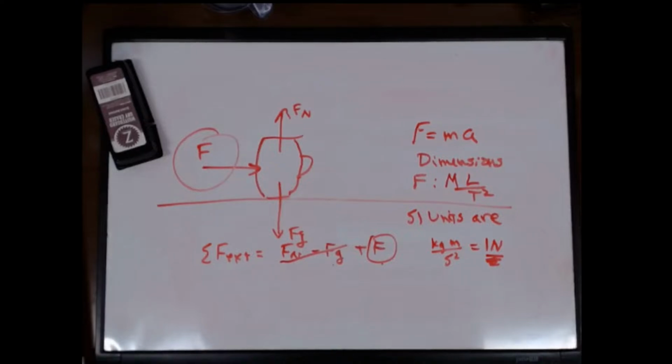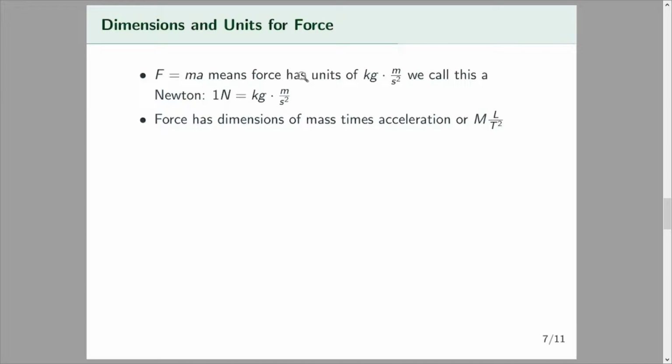Okay, let's see. So, dimensions and units for force. F equals ma means force has units of kilogram meters per second squared. This is called a Newton. And 1 Newton is 1 kilogram meter per second squared. Force has dimensions of mass times acceleration, or mass times length over time squared. Remember, units are what we use to quantify a physical quantity. And these are the physical quantities, right? Mass, length, and time are just the generic names we use for the physical quantities that we want to measure.